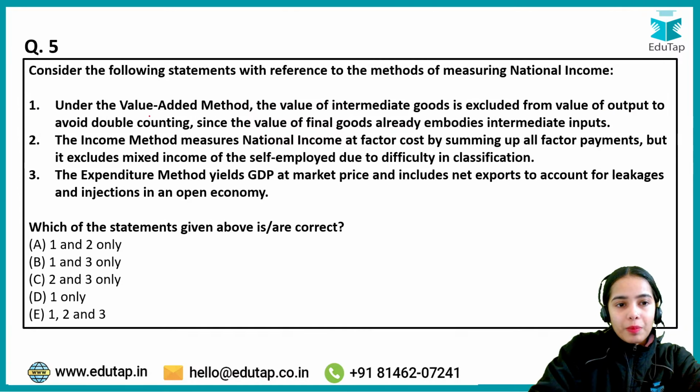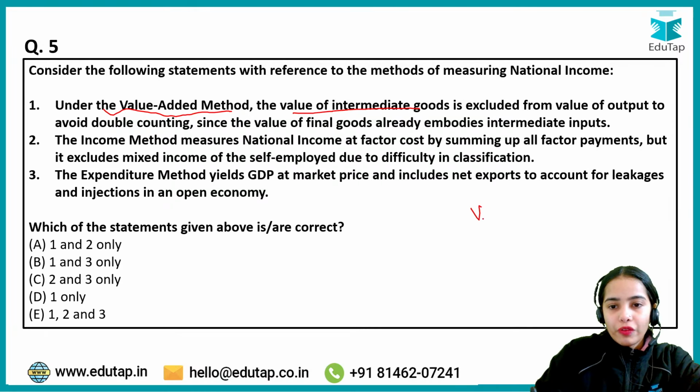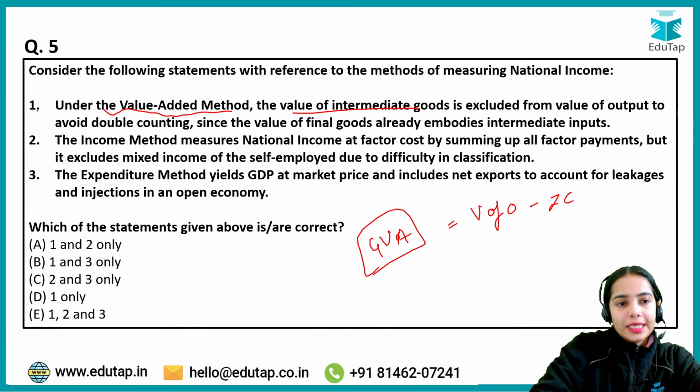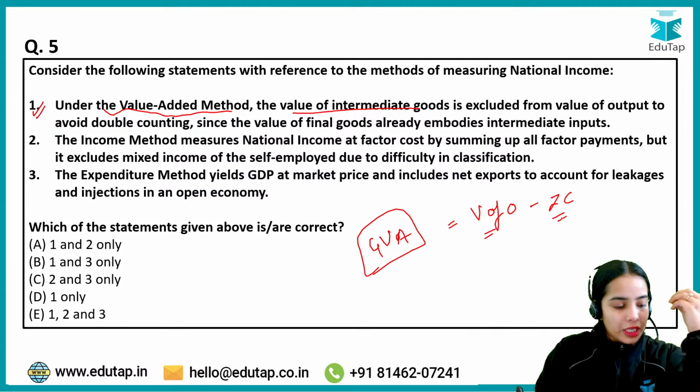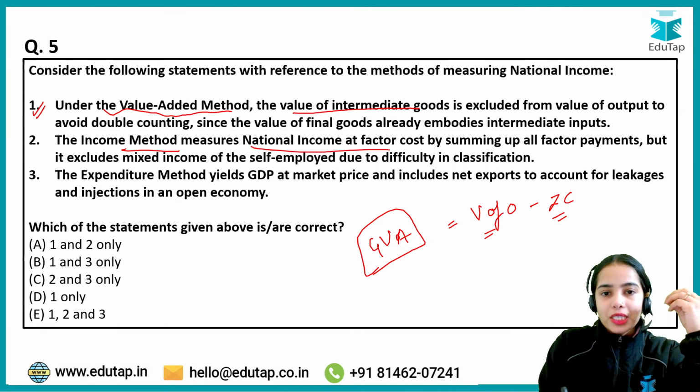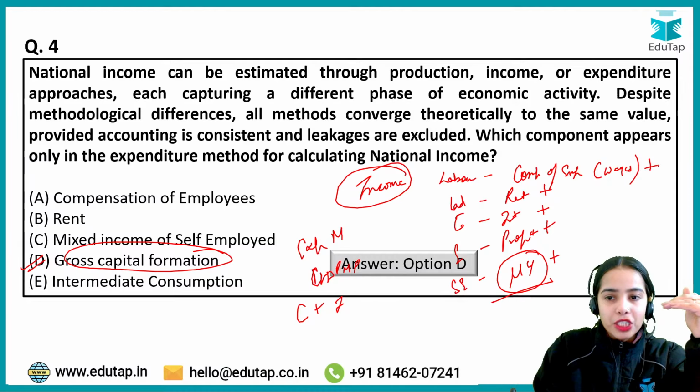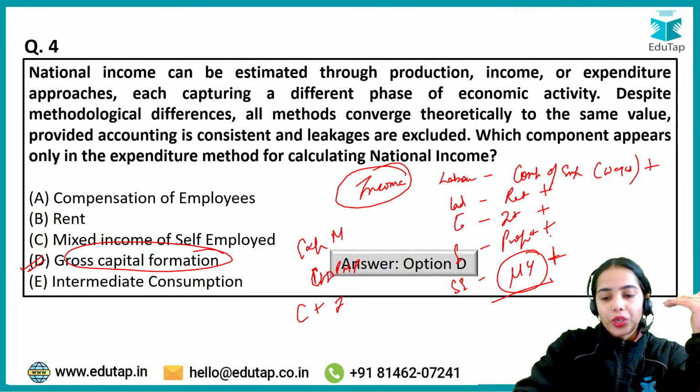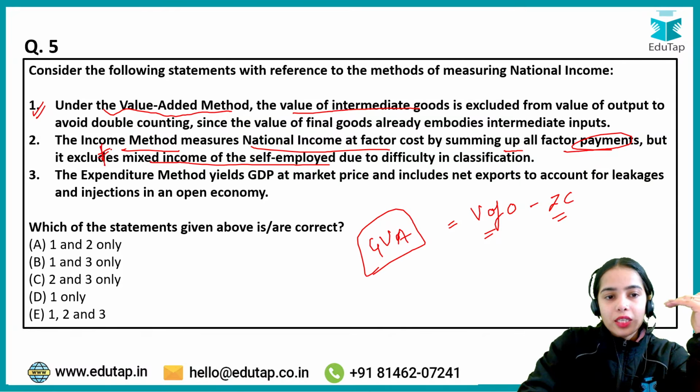So yes, under the value added method, the value of intermediate good is deducted from the value of output. From the value of output, we deduct the intermediate consumption to get the gross value added. Now the income method measures the national income at factor cost by summing up all the factor payments, excluding the mixed income of self-employed. In the income method, we do not exclude the mixed income of self-employed. We actually add the profits, interest, rent, compensation of employees, and the mixed income of self-employed.